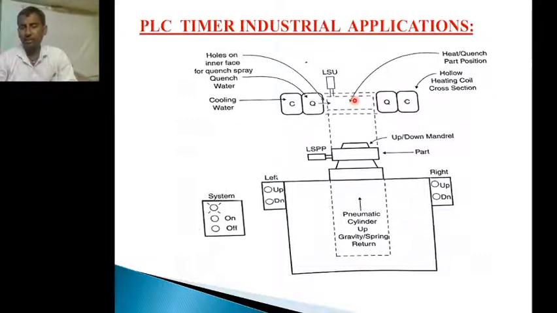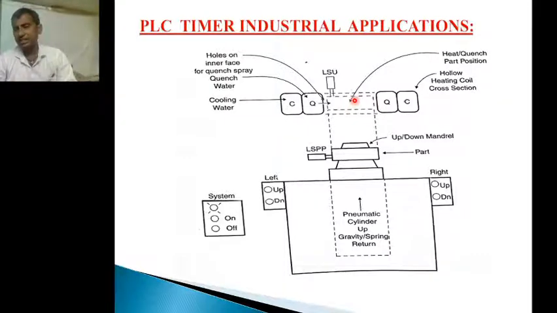First we press the master start button, then we place the part on the mandrel. When we place the part on the mandrel, one sensor will be activated. That sensor is nothing but LSPP, limit switch part in place. After activating the LSPP sensor, we can press the right up button and left up button. With these buttons, the mandrel will move in the upward direction.